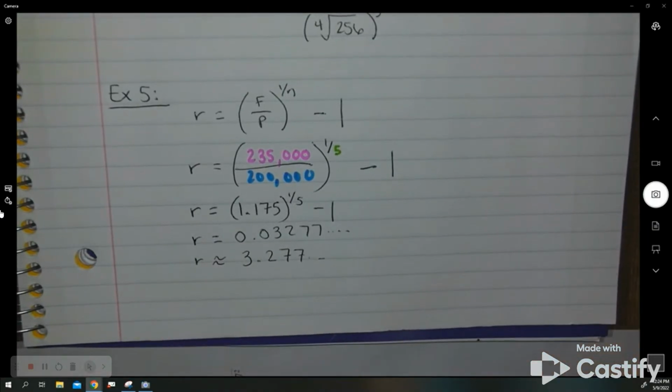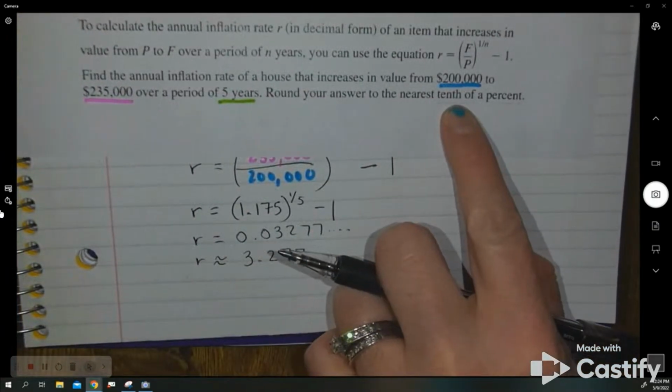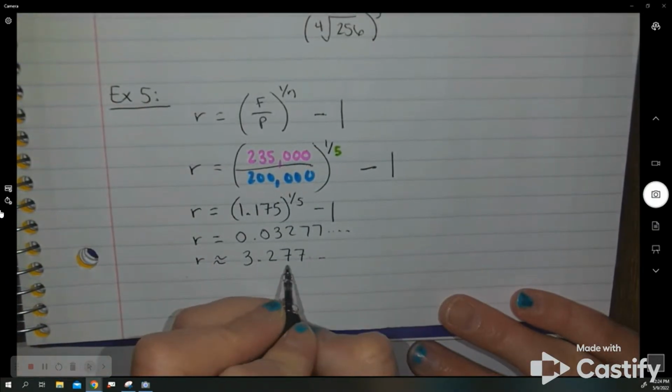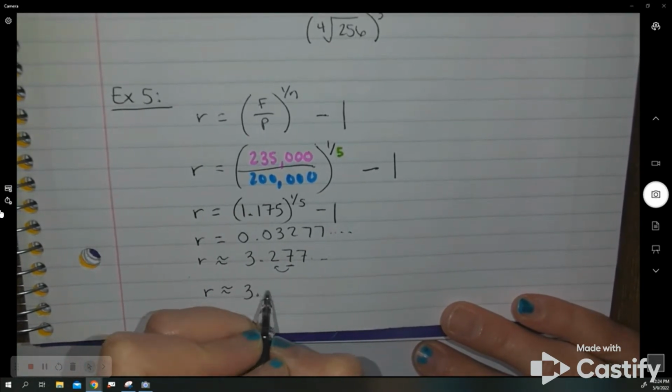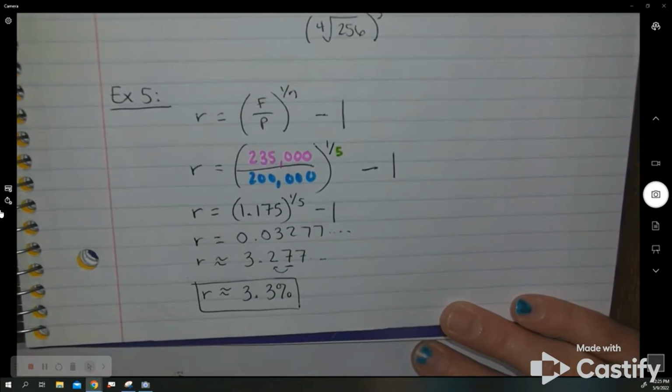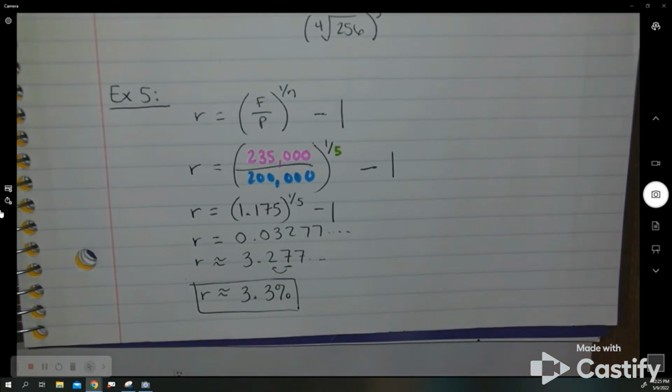3.277, etc. And they're asking us to round it to the nearest 1/10 of a percent. So if I'm looking at 1/10 of a percent, I'm looking here, and I have a 7, which makes this 2 become a 3. So my rate is approximately 3.3% inflation over those 5 years from our original price of $200,000 to $235,000.